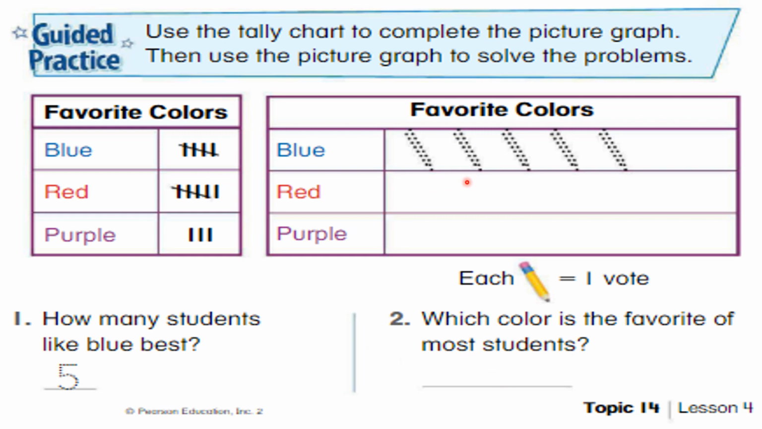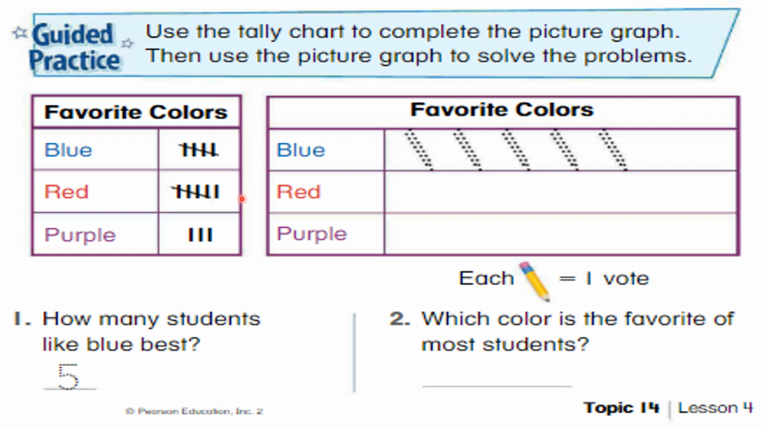Now in the picture graph, what picture are we going to use? Excellent, the pencil, because it's given in the question that we have to draw the pencil and each pencil is equal to 1 vote. One pencil will be equal to 1 vote. Very good. So blue. How many people like blue color? Excellent. 5. So we have 1, 2, 3, 4, and 5 pencils.